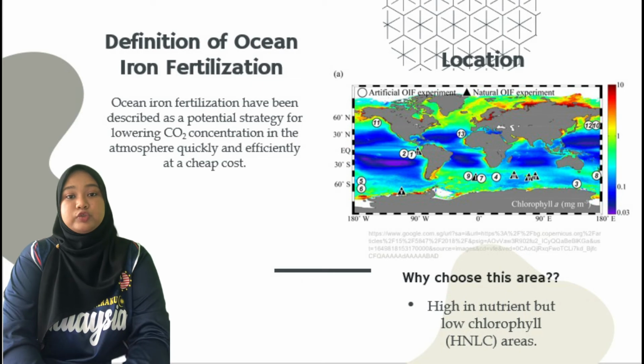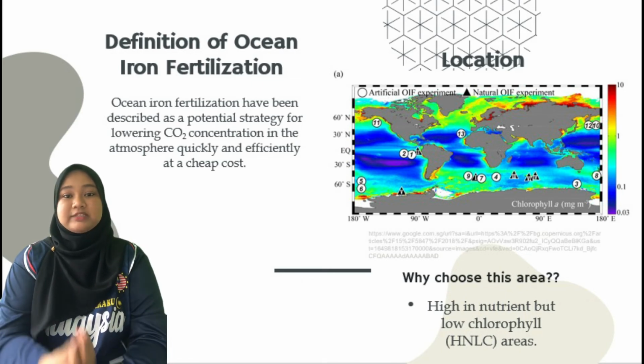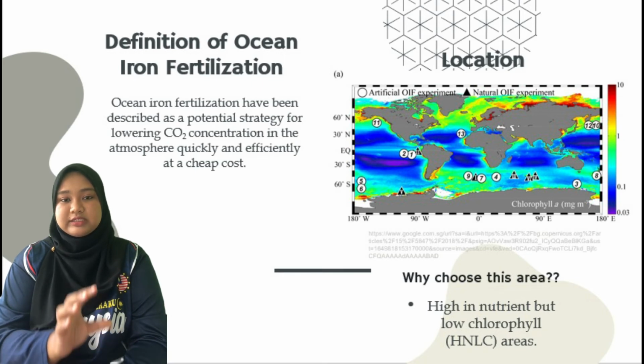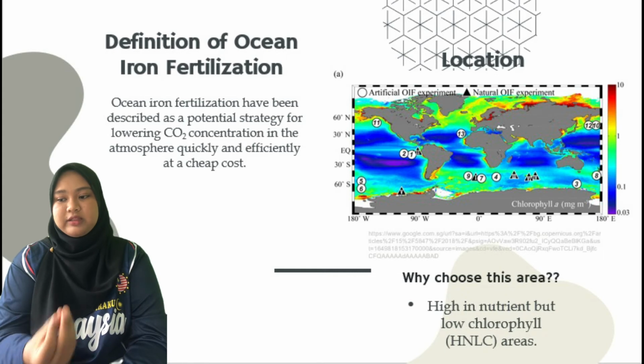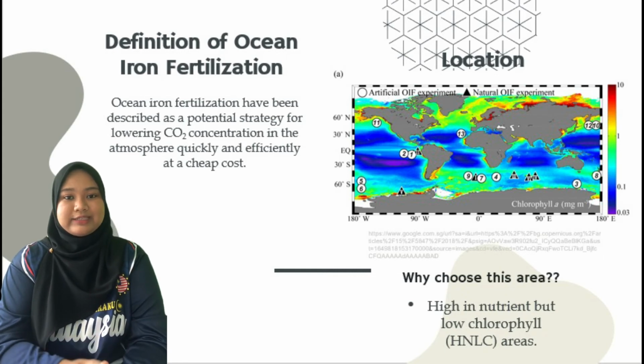Why do scientists choose this area for the experiments? This is because this area is high in nutrients but has low chlorophyll levels in the HNLC areas.